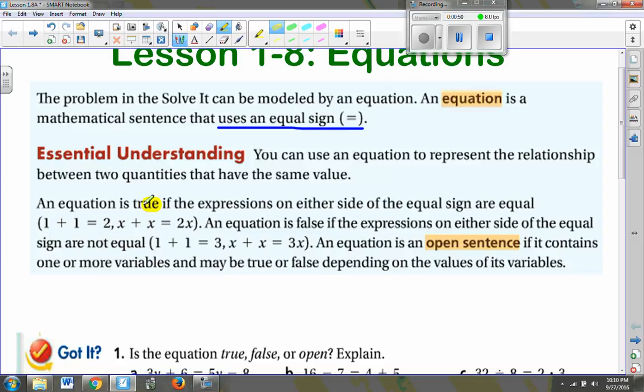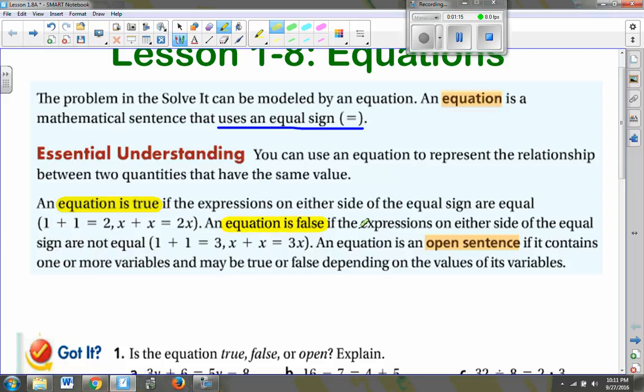One would be the word true. An equation is true if the expressions on either side of the equal sign are equal. So an equation can be true if what it says is true, like 1 plus 1 equals 2, or 5 plus 2 equals 7. All of those things are true equations.